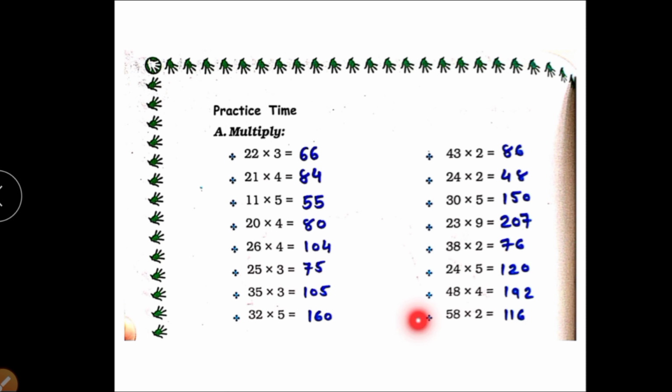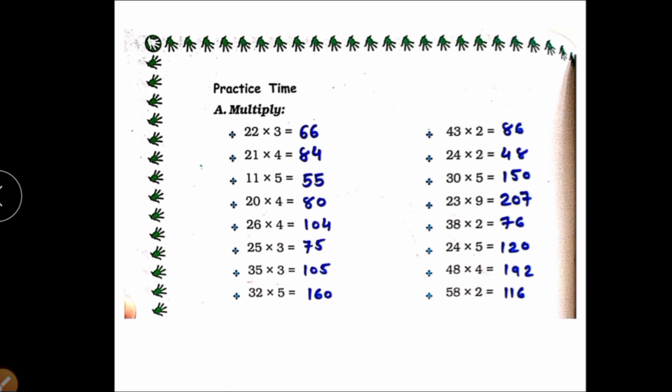Okay, so do all the multiplication sums like Bharti's method in your maths notebook. Bye bye, and complete your maths notebook.